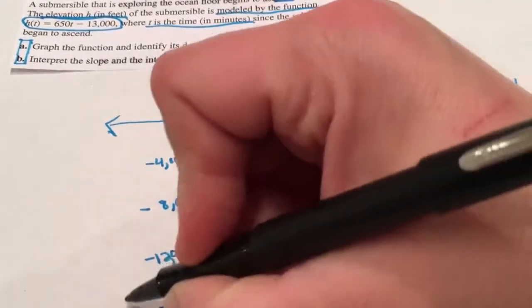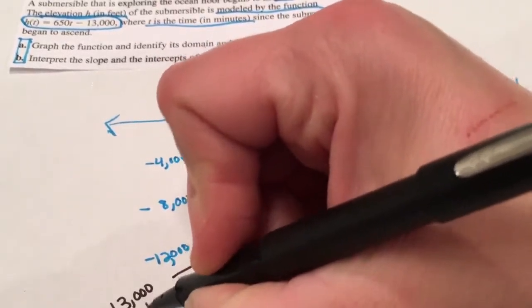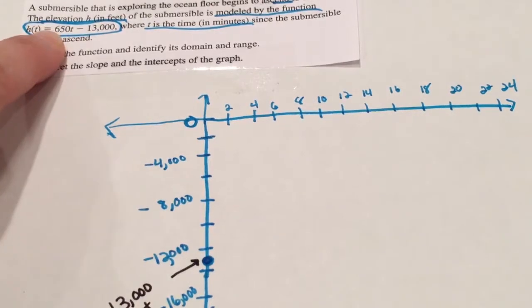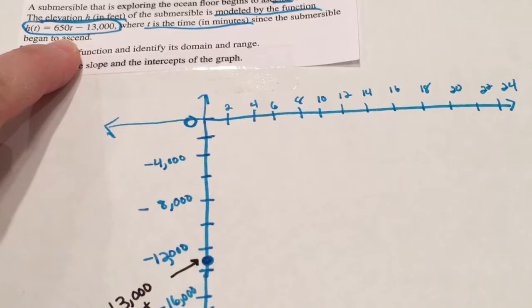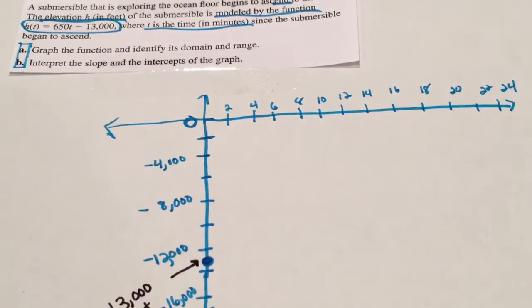That is negative 13,000, which is the y-intercept. Okay, so that's the point we plot. And now using this idea of slope-intercept, it says 650t. That means I'm going to rise 650 and run 1. So you're going to just keep entering these things in order to graph this. Okay, so we are going to plot it and graph it.